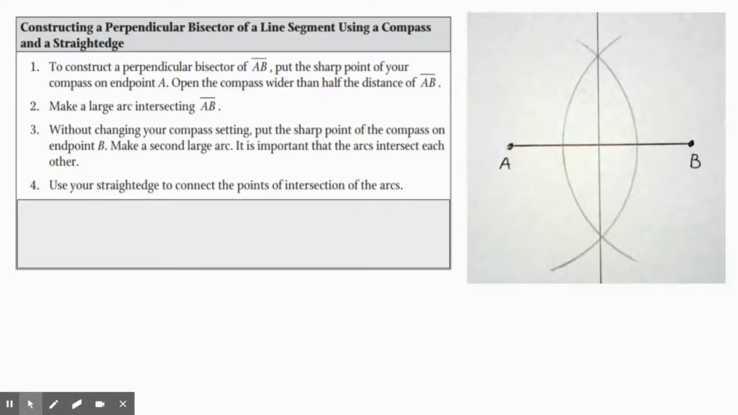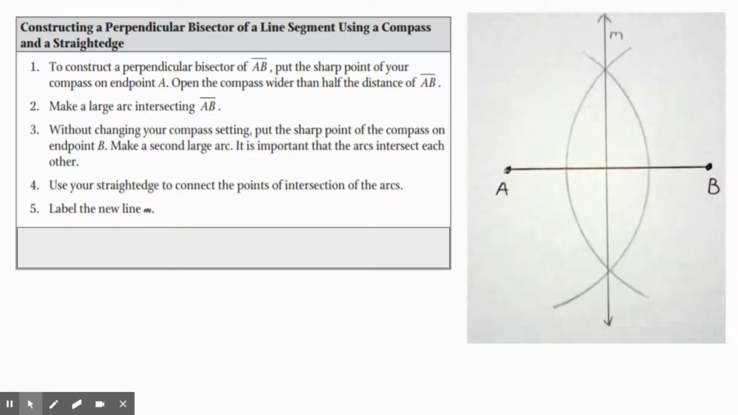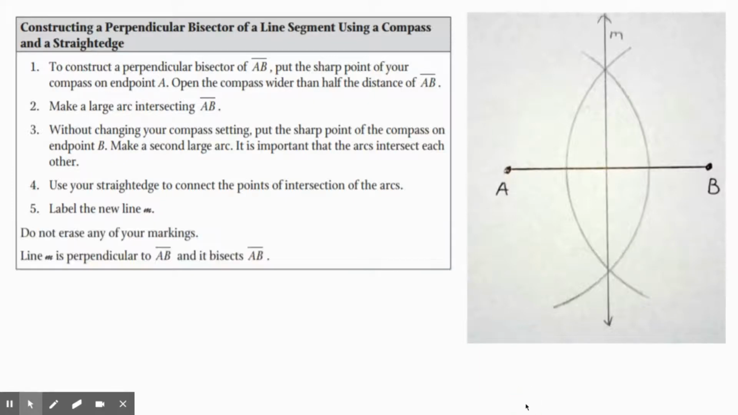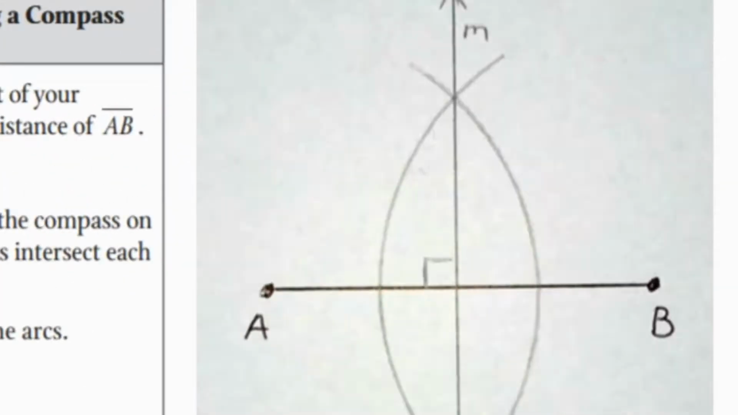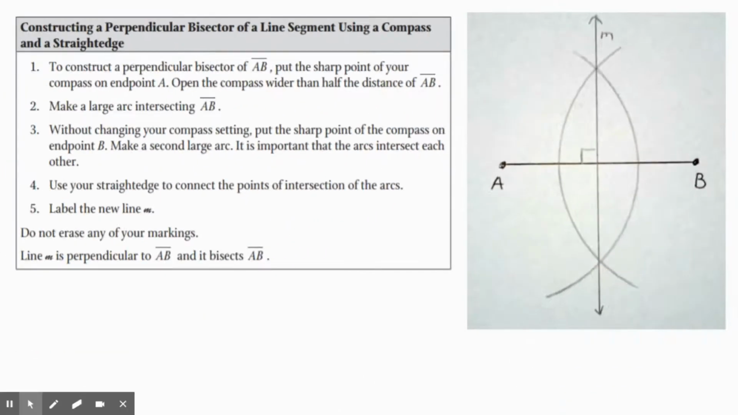That point on the line AB is going to be the midpoint, if you remember from the last construction that we did. But the thing I really want you to understand is now this line M that I've labeled is perpendicular as well as going through the midpoint. So not only does it go through the midpoint, it makes a perpendicular. So therefore, we call it a perpendicular bisector.